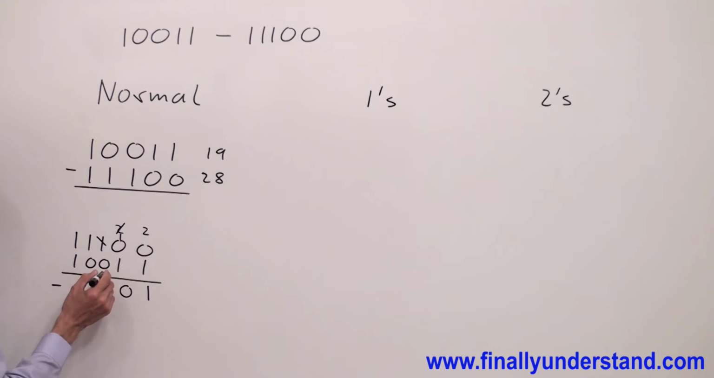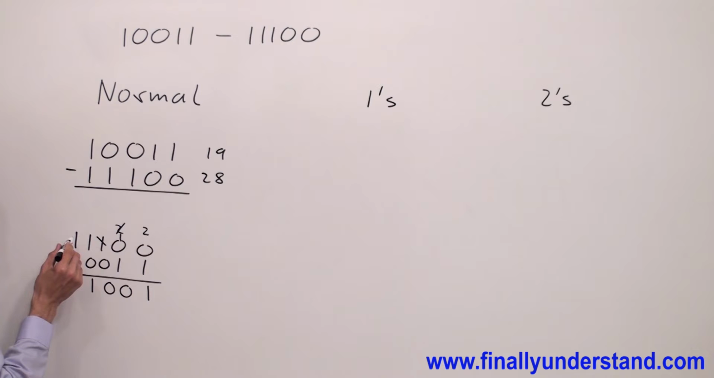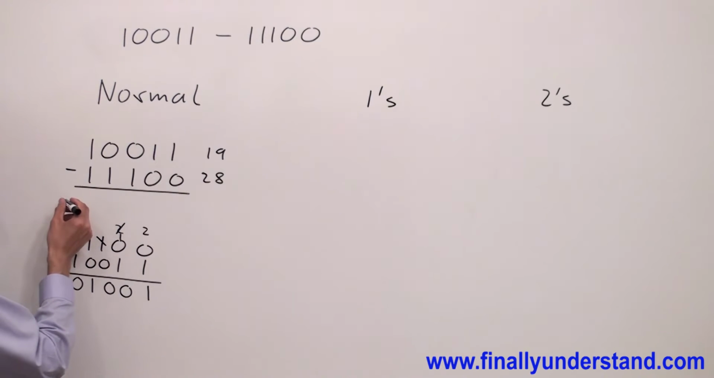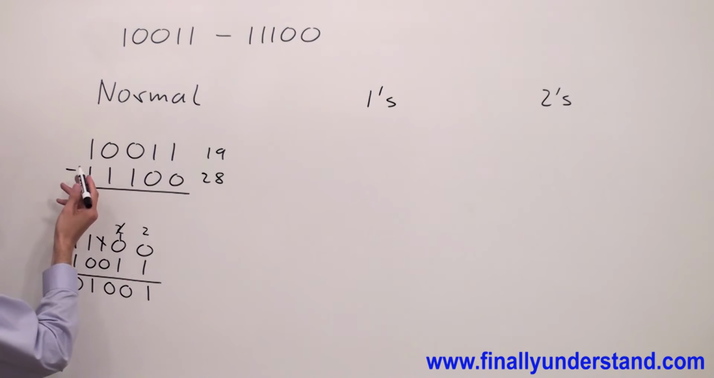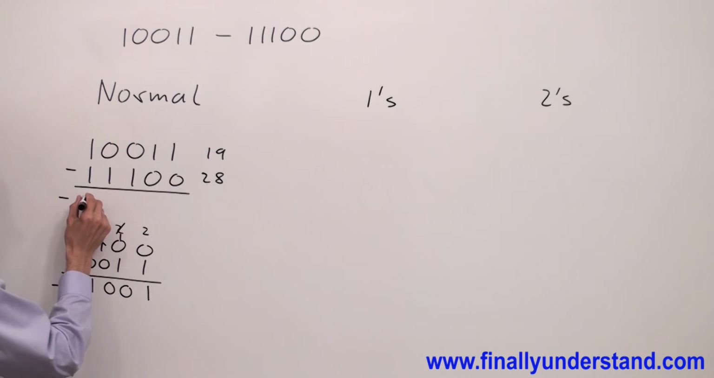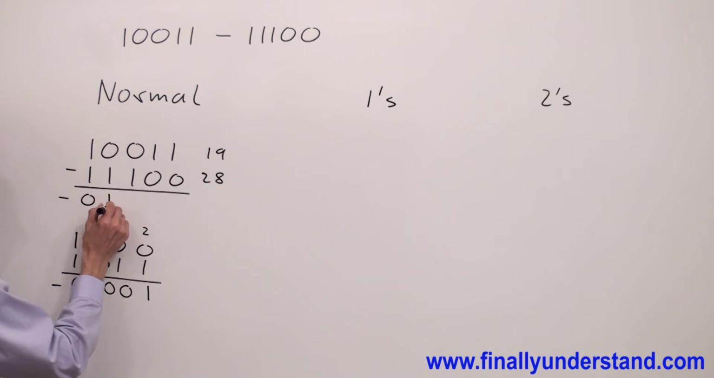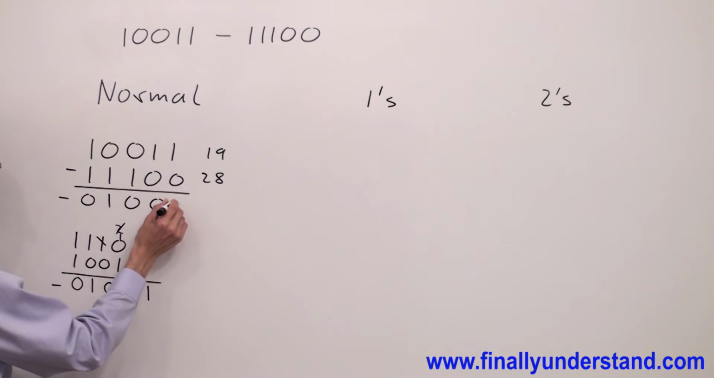0 minus 0 is 0. 1 minus 0 is 1. And I have 1 minus 1 is 0. So my answer for my regular subtraction, also called normal, is minus 0, 1, 0, 0, 1.